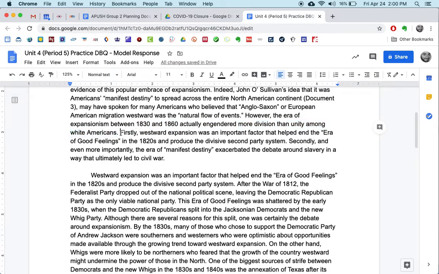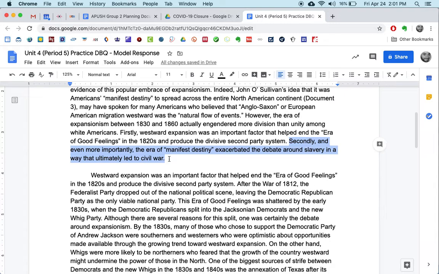And here are my two claims. Firstly, I say westward expansion was an important factor that helped end the era of good feelings in the 1820s and produce the divisive second-party system. And then, secondly, and even more importantly, the era of manifest destiny exacerbated the debate around slavery in a way that ultimately led to the Civil War.